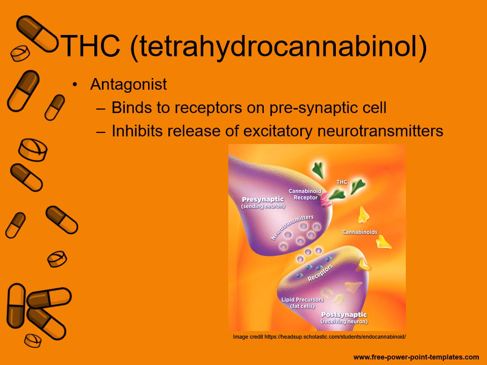THC in marijuana is an antagonist. So it is actually going to block the release of excitatory neurotransmitters. It is going to bind to what we call the cannabinoid receptor. It's going to prevent those excitatory neurotransmitters like acetylcholine from being released. And so there's just less neurotransmitter being received on that postsynaptic cell. And so you just feel more quiet.